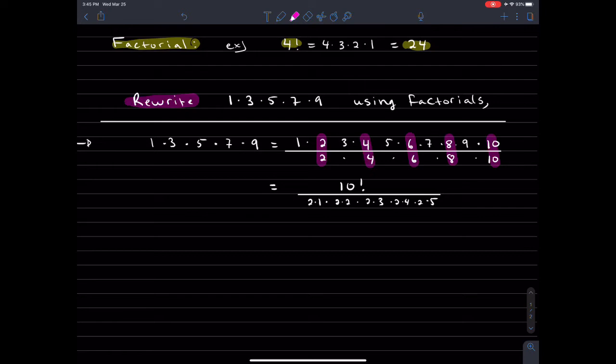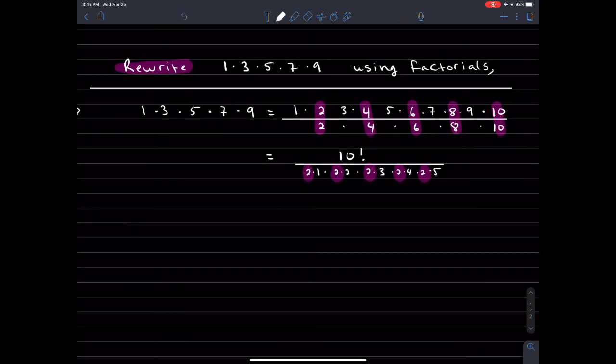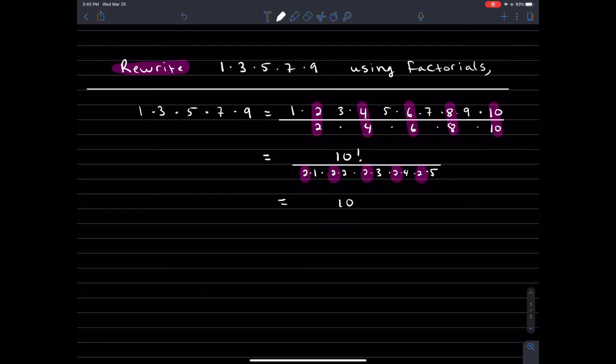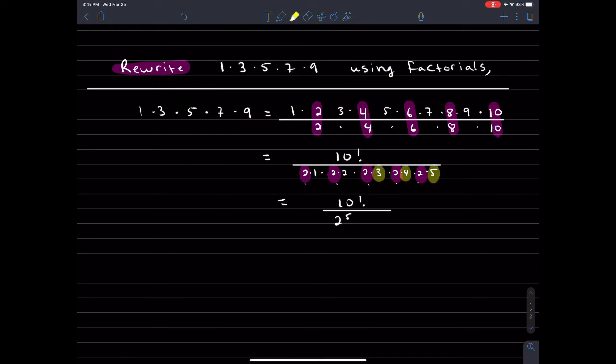Okay, now, highlighting all my 2's that I've pulled out, I think we're ready to finish this one up. We have 10 factorial. How many 2's do I have? 1, 2, 3, 4, 5. 2 to the 5th. And do you see what's on the bottom? 5, 4, 3, 2, 1. Yes, you see it. 5 factorial.